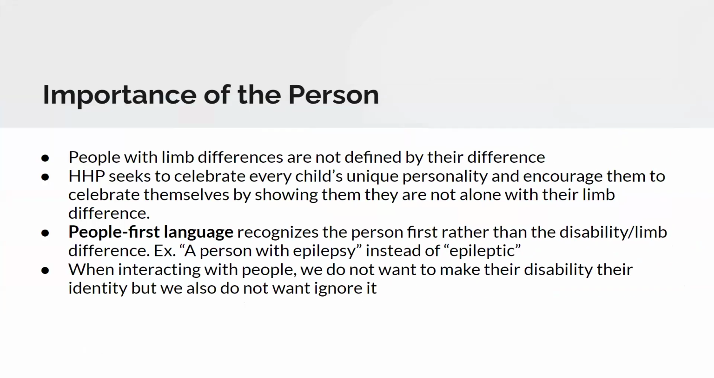People with limb differences are not defined by their difference. Helping Hand Project seeks to celebrate every child's unique personality and encourage them to celebrate themselves by showing them they are not alone with their limb difference. We like to use people first language, which recognizes the person first rather than the disability or limb difference. For example, you may say a person with epilepsy rather than calling someone epileptic. When interacting with people, we do not want to make their disability their identity, but we also do not want to ignore it.